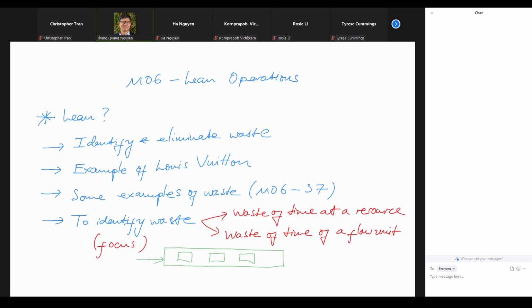And then we also look at the flow units going through the process. We track one unit from the beginning to the end and see when it is productive, when it is not productive. If it is not productive, it is a waste, right? And we try to cut down the waste. So that's an overview about lean operations. And now let's do the first perspective. Let's look at the waste of time at the resource.